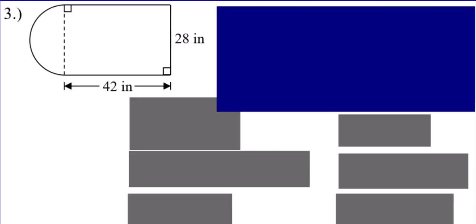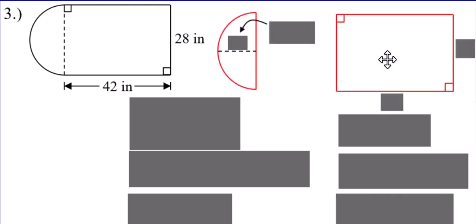But I'm going to go ahead and move on. Problem number 3. We obviously have a rectangle and a semicircle. You could almost argue that you don't even need to redraw them. They're kind of already right here. The rectangle's measurements, pretty easy to see, 28 and 42.